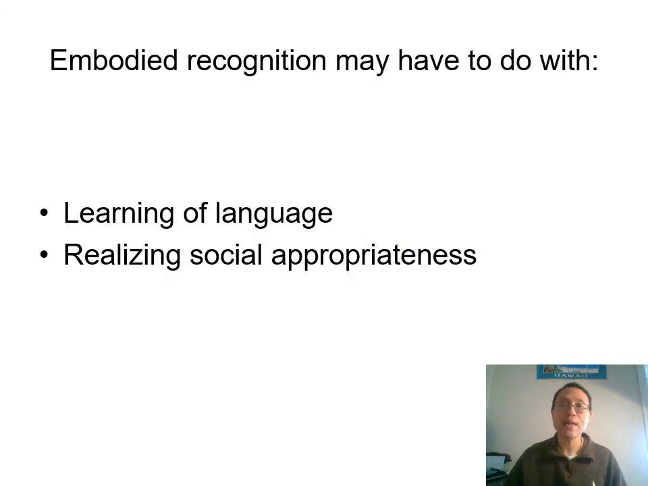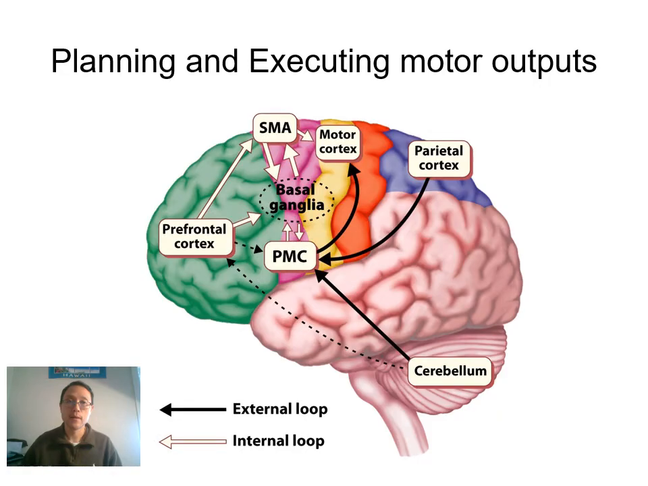And from those data, both the monkey mirror cells as well as the EEG activity in human data, what they suggest is that the embodied recognition for social learning has to do with the learning of language, realizing social appropriateness, and also observational learning, when it comes to the dysfunction of autistic children or autistic patients. Now let's talk about the planning and the execution of the motor outputs.